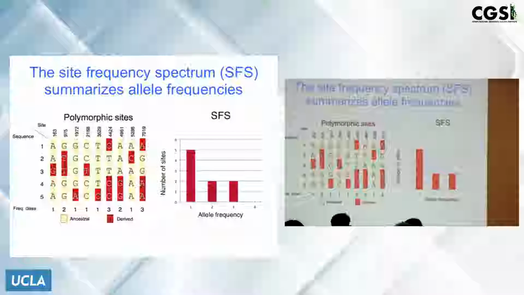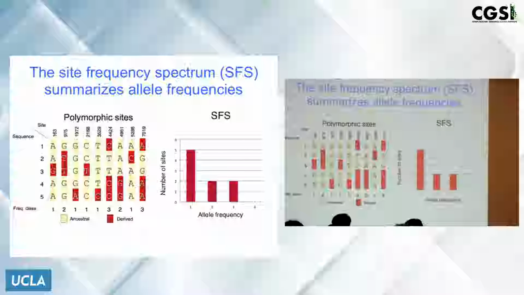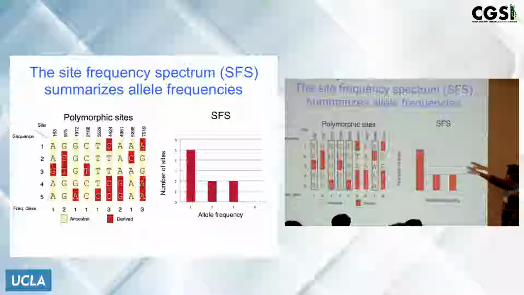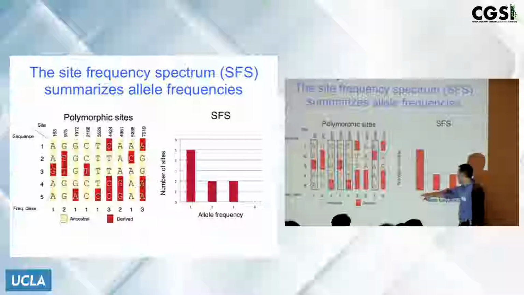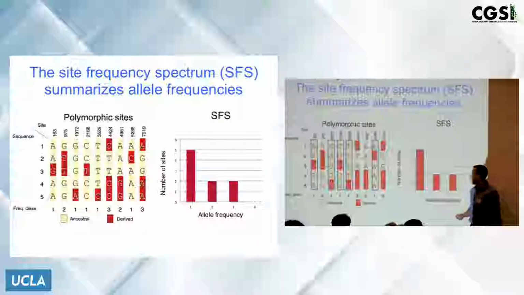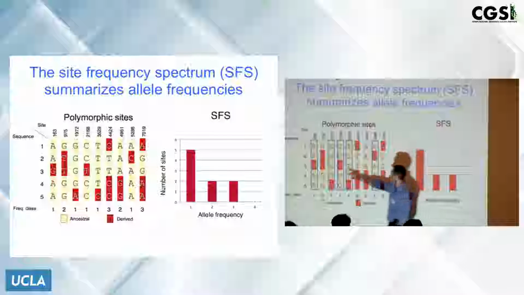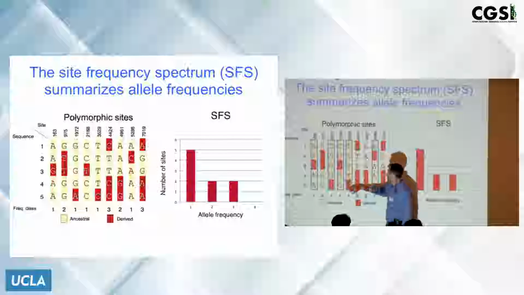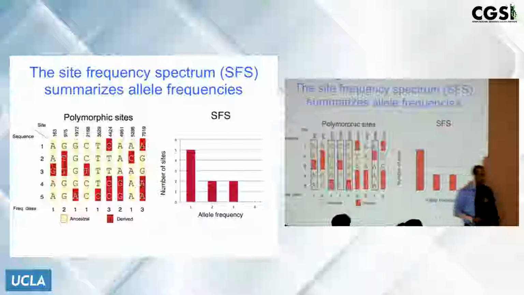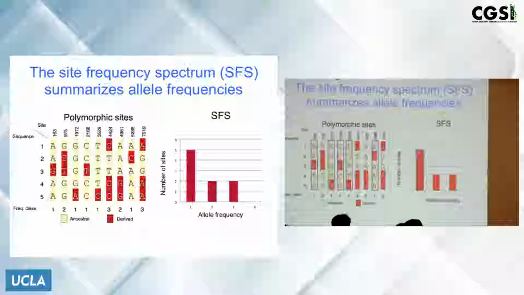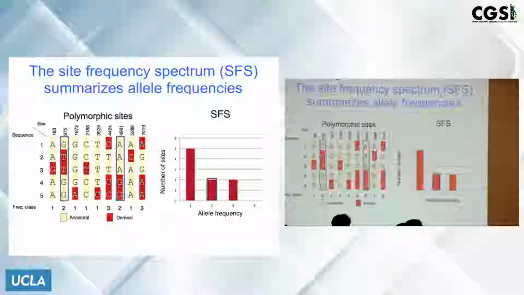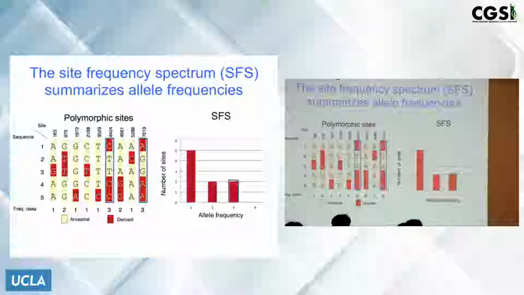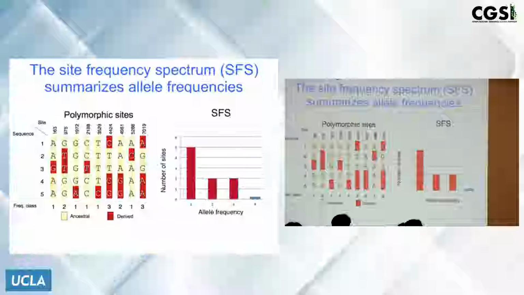And so the site frequency spectrum is just a histogram of these mutation frequencies. So for example, there are 5 sites where the derived allele is at frequency 1 out of 5. Those 5 positions are denoted by these blue boxes here. Then you can see that there are 2 sites where the derived allele is at frequency 2 out of 5, 2 sites where the derived allele is at frequency 3 out of 5, and no sites where the derived allele is at frequency 4 out of 5.